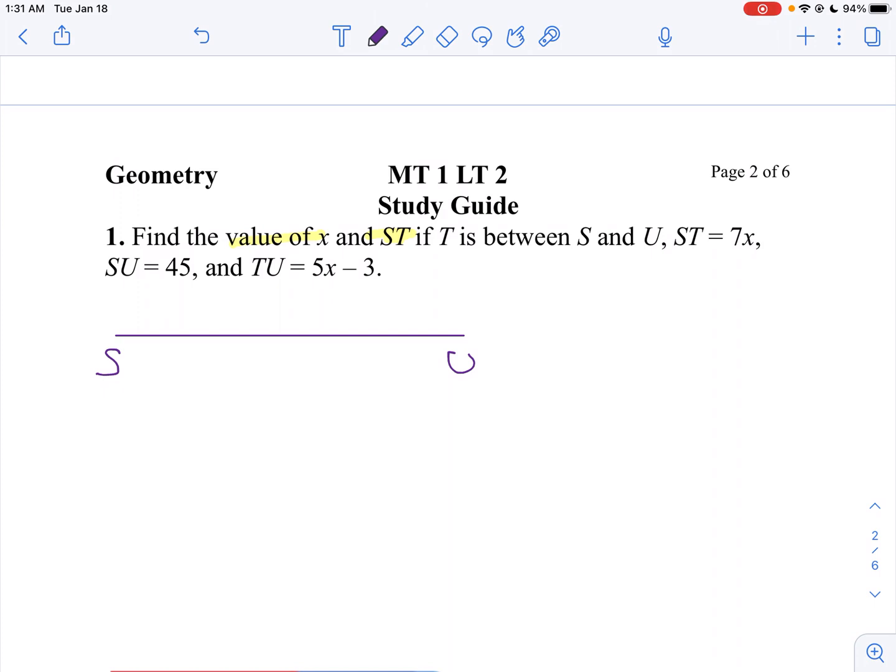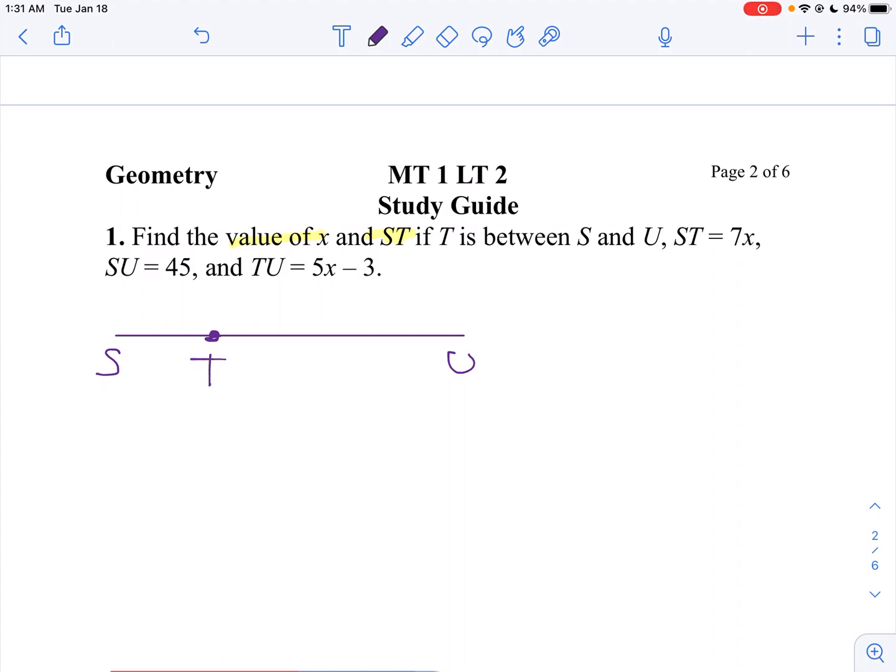And I'll put T someplace in between because I don't know where it's at, but I know it's between. Now, I don't suggest you put it in the middle because we don't know it's the middle. That's a different rule that we'll talk about in the next lesson. But I'm going to put T someplace over here. I don't know exactly where it is, so I'm going to guess.